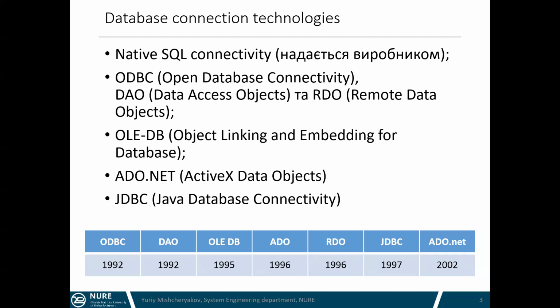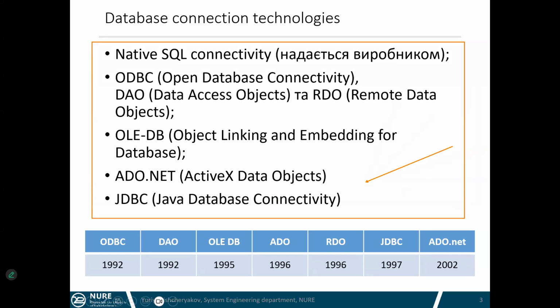Firstly, I would like to say there are a lot of technologies which allow us to connect from an application to a database using a specific API. So these technologies are APIs which allow us to connect to a database. We will use JDBC.